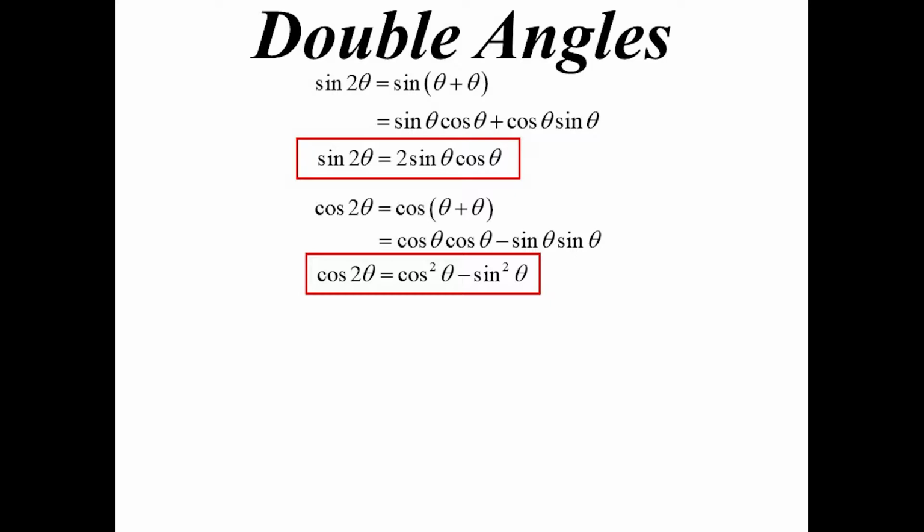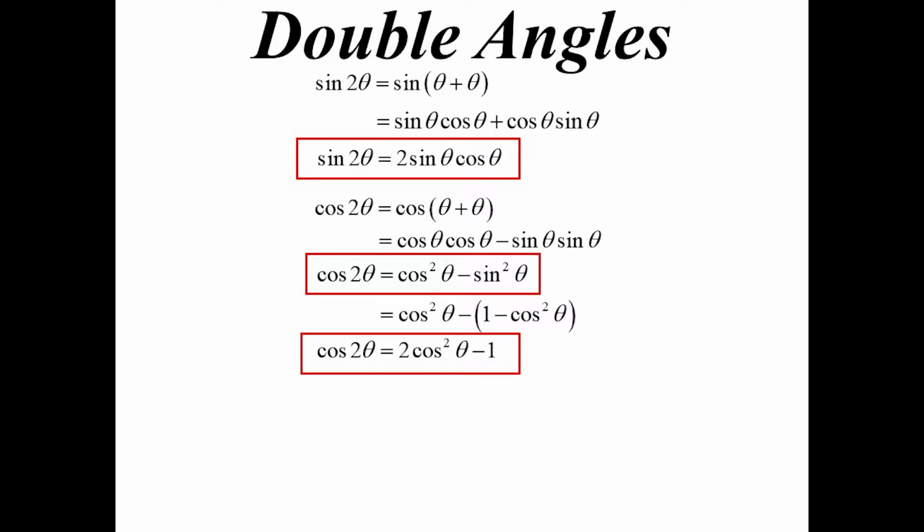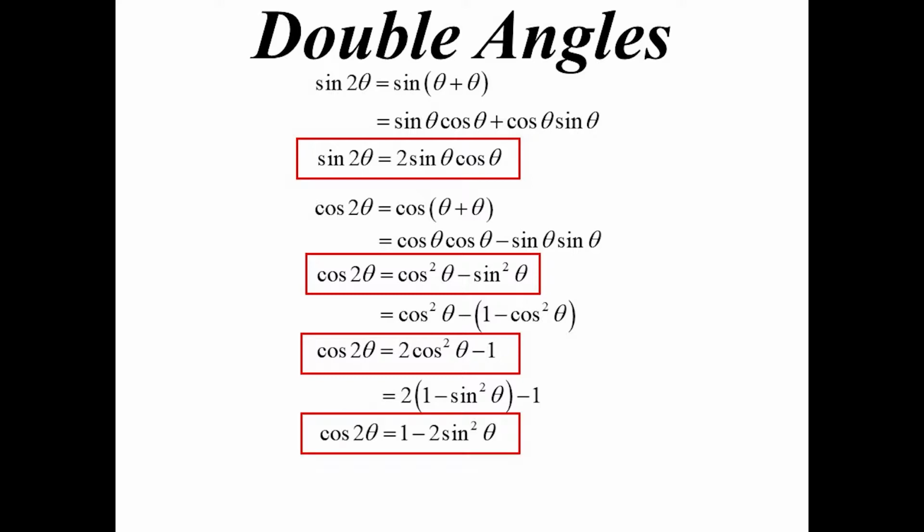We can actually write this another way, because instead of writing sine squared, I could write that as 1 minus cos squared. And then I get a formula all in terms of cos. And so we get 2 cos squared theta minus 1. Or I could write it all in terms of sine. So change the cos squared to 1 minus sine squared, and we get 1 minus 2 sine squared theta.